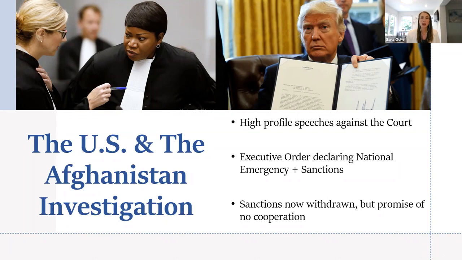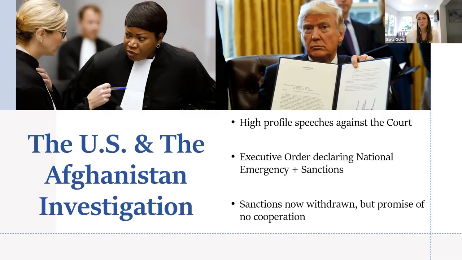And this was huge. I mean, it was the first time, a lot of you probably remember, I think this was in June last year. It was the first time that the US has sanctioned a court, or really anybody that's not a war criminal or a dictator or a warlord. So this was really monumental.